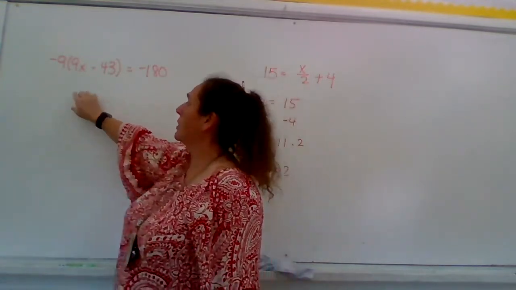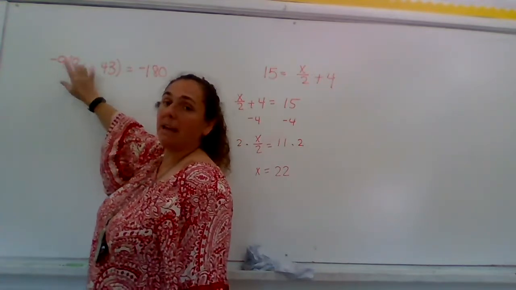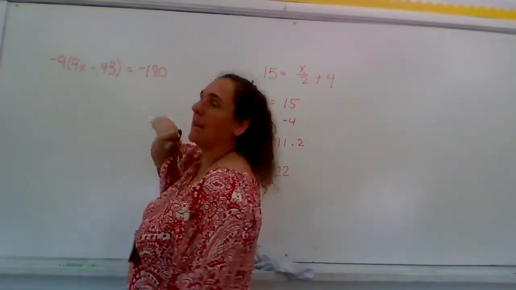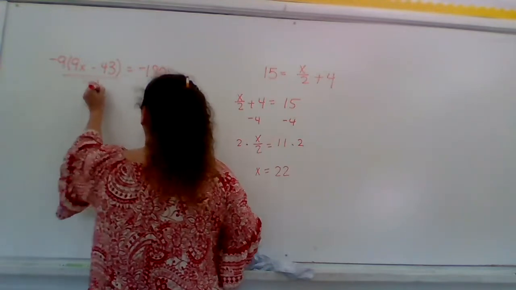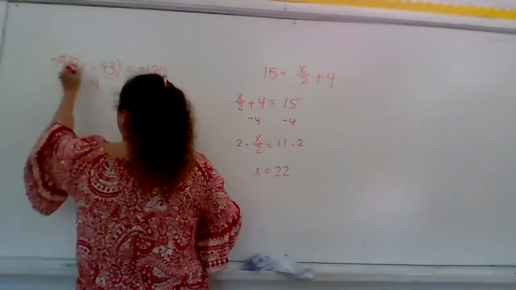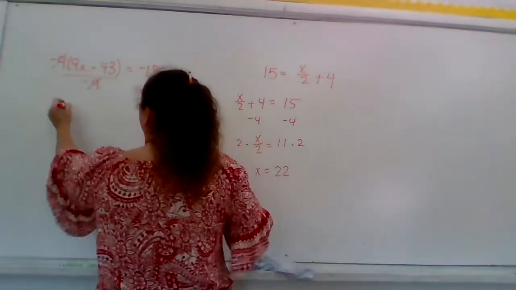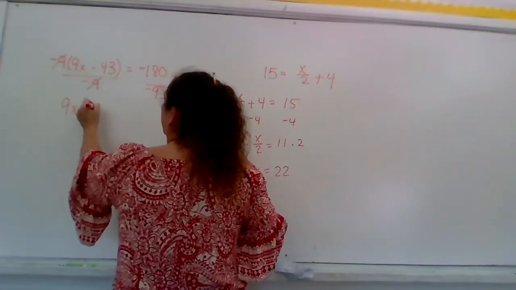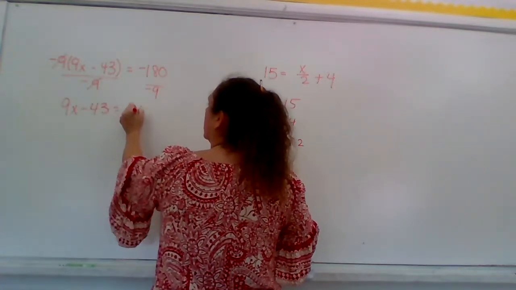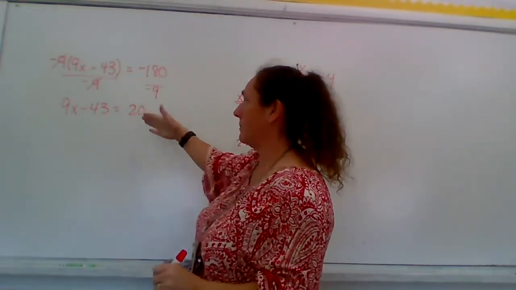Now, first thing I want to do is, because this whole phrase right here is multiplied by negative 9 and there's nothing else over there, I want to divide by negative 9 to get rid of it. And again, I'm going to do both sides. So now that takes care of this. It does not affect anything inside of here. So you're left with just 9x minus 43. Remember, that's a positive 20 because a negative divided by negative is always positive.